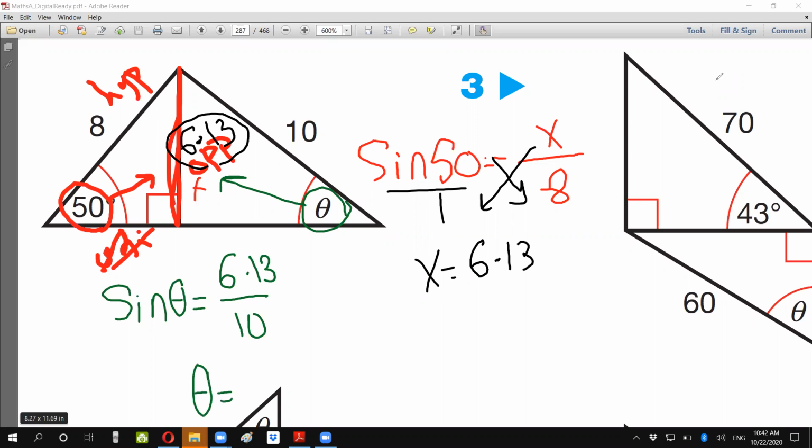To solve it, you must use shift sine to find the angle. The angle is what? 37.8. Yes, I found that.